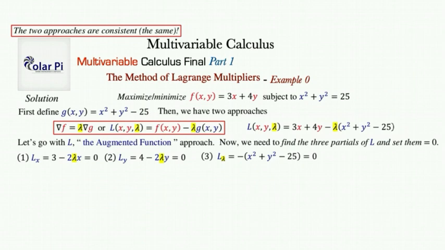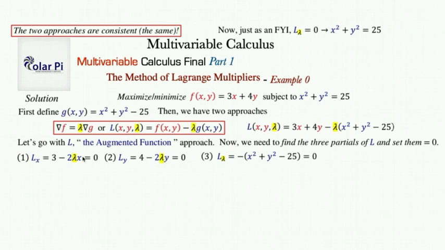Okay, so why are the 2 approaches consistent? This together with the constraint function, and then these 3 partials set equal to 0. This is why they're consistent. First, notice that this here, upon dividing by -1 on both sides of this equation and then adding the 25 over, turns into the constraint function. So the partial with respect to lambda equaling 0 is just the constraint function. Remember, in the first approach, you take this equation together with the constraint. So we see how the constraint function comes up.